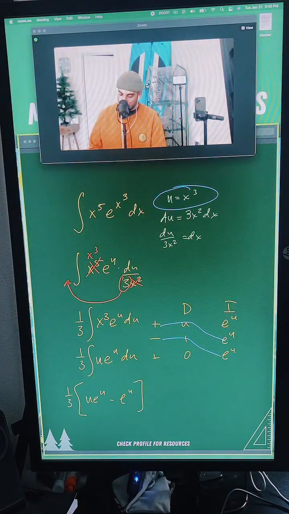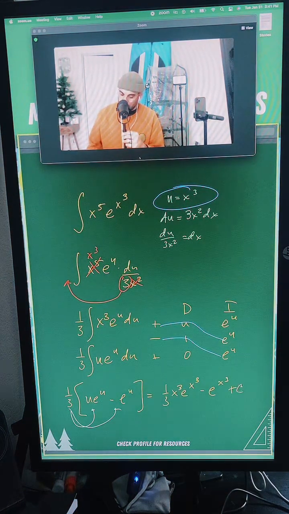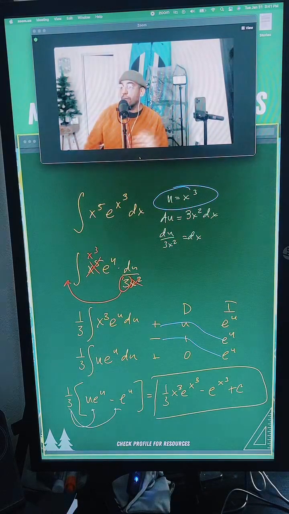Ooh, interesting. So I'm going to do two things at the same time here. I'm going to distribute the 1/3, and then I'm going to go ahead and plug in our value for u back into our solution. And now we have 1/3 x cubed e to the x cubed minus e to the x cubed plus C. Yo, that u sub, it worked.